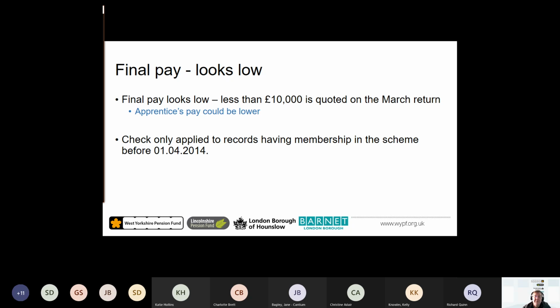Because final pay only applies to people with pre-2014 service, we are only checking it for people with pre-2014 service. So for anybody post-2014 only, if there is no final pay, it won't block, but we do ask for the final pay for everybody on the monthly return because you don't necessarily know who does or doesn't have pre-2014 service, because it may have been transferred in from another employer.